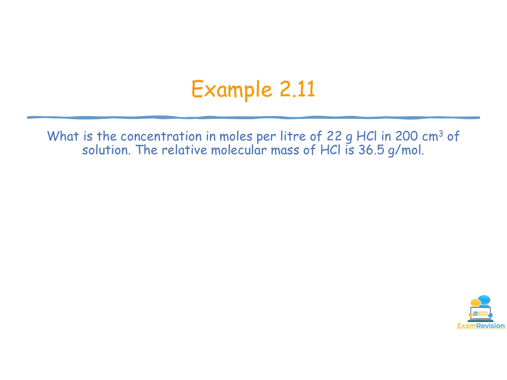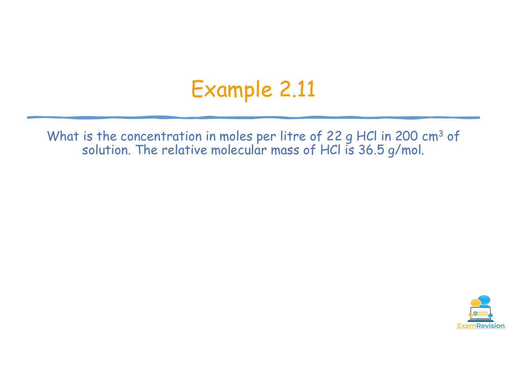Example 2.11 says, what is the concentration in moles per litre of 22 grams HCl, or hydrochloric acid or hydrogen chloride, in 200 centimetres cubed of solution? The relative molecular mass of HCl is 36.5 grams per mole.